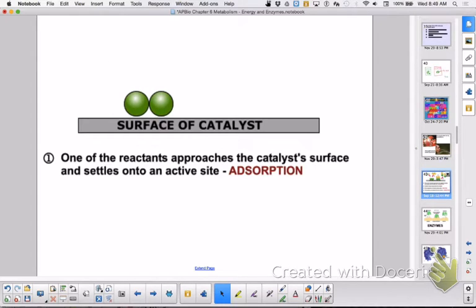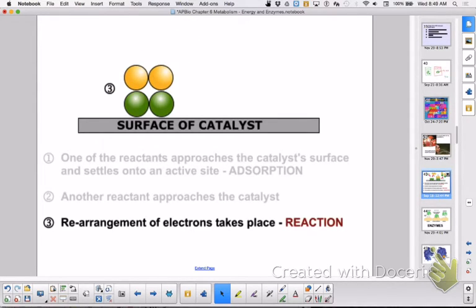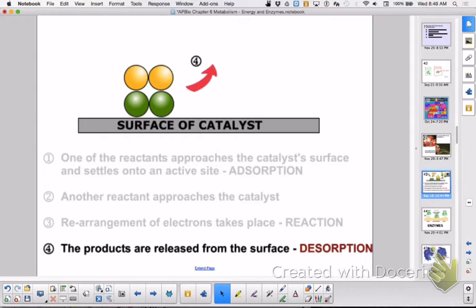At this point, I want you to remember the difference between exergonic and endergonic reactions. Differentiate between those two, exergonic and endergonic reactions. Go.